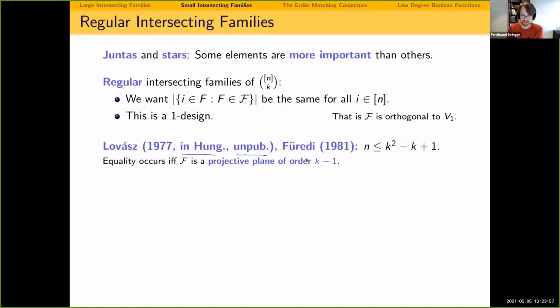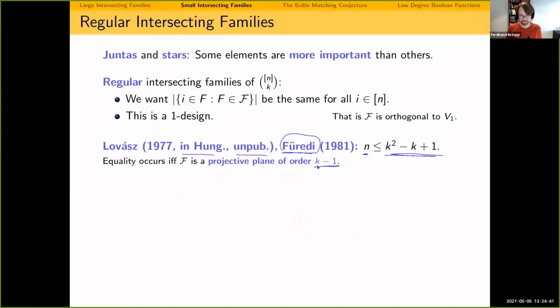But later, Füredi had a much more general result, which in one particular case showed that for a regular intersecting family, you can actually bound the n in terms of k. n is at most k squared minus k plus 1. And he also characterized equality. The characterization of equality was not done by Lovász, but only here. And you have equality if and only if your family is a projective plane of order k minus 1.